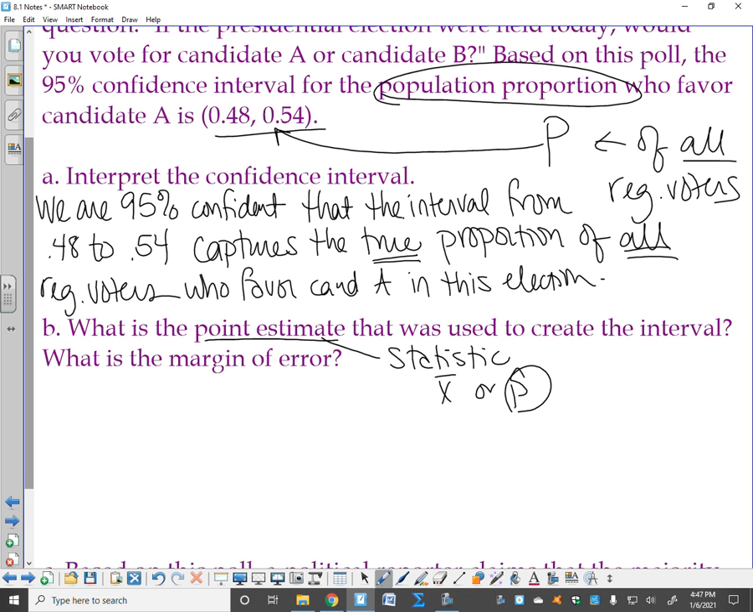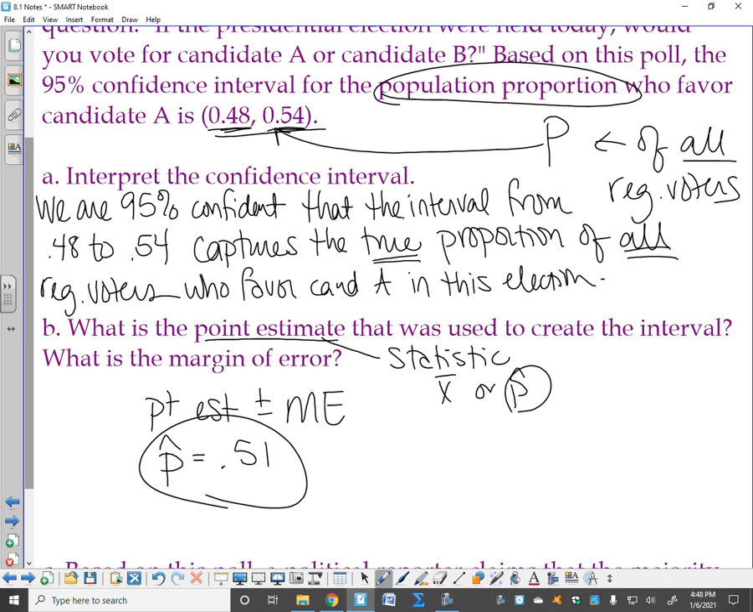So the point estimate is your P hat. So it is the point estimate plus or minus the margin of error. That's what gives you those two numbers. So your point estimate is sitting smack dab in the middle of it. So how do you find what that is? Add them up and divide by 2. Find the middle. And it turns out to be a 0.51. So P hat is a 0.51. That is what that confidence interval was started from.